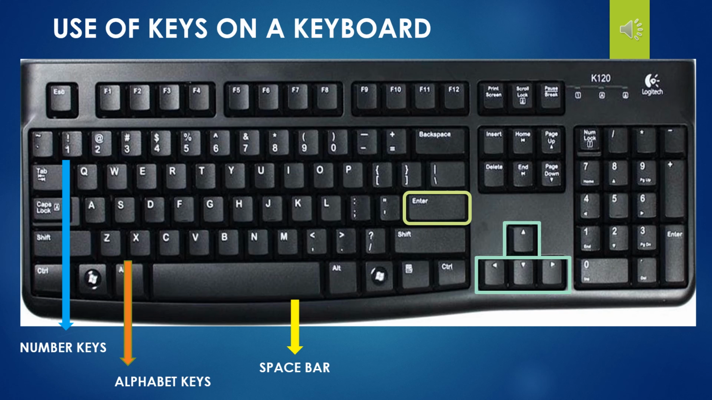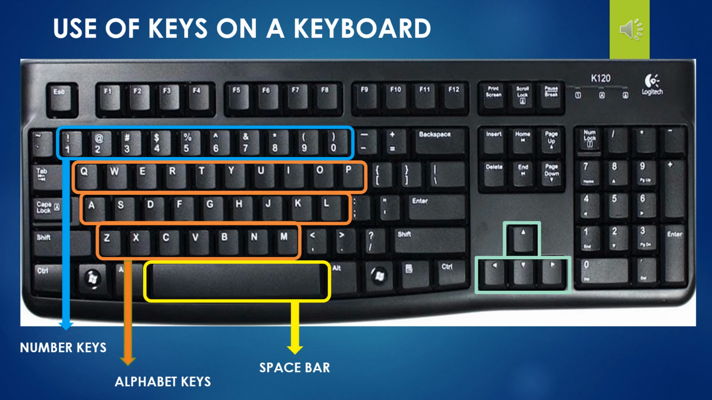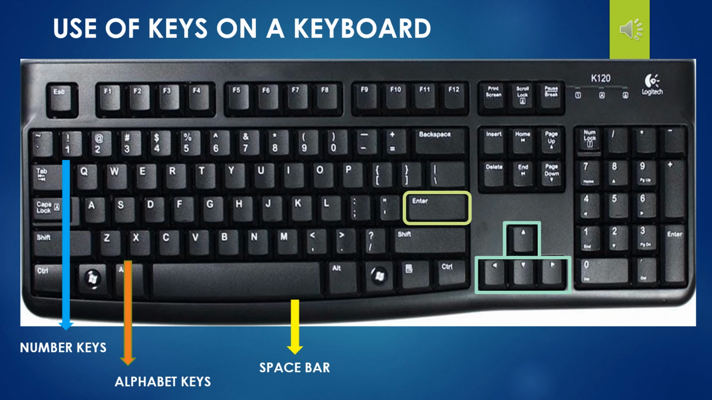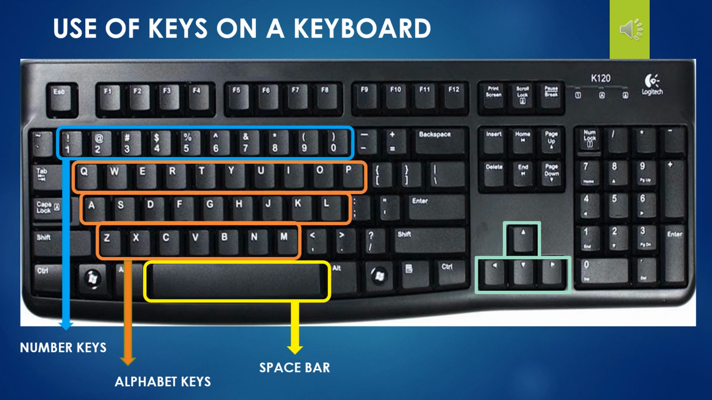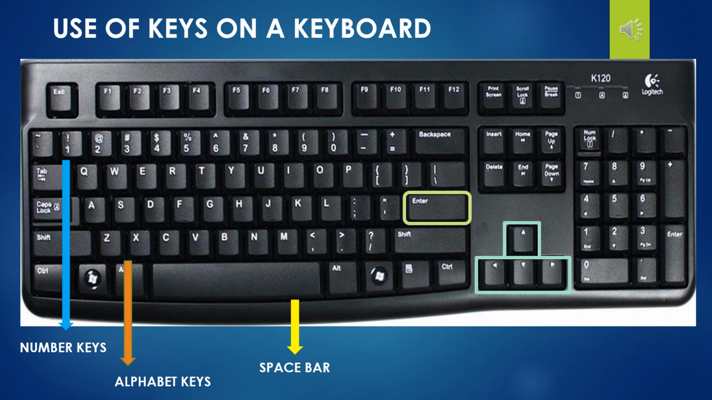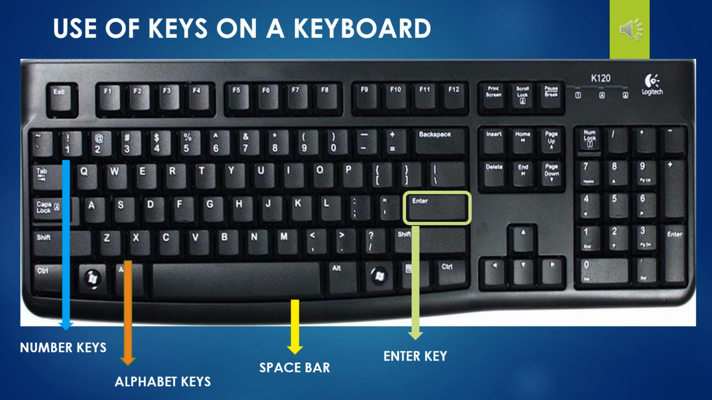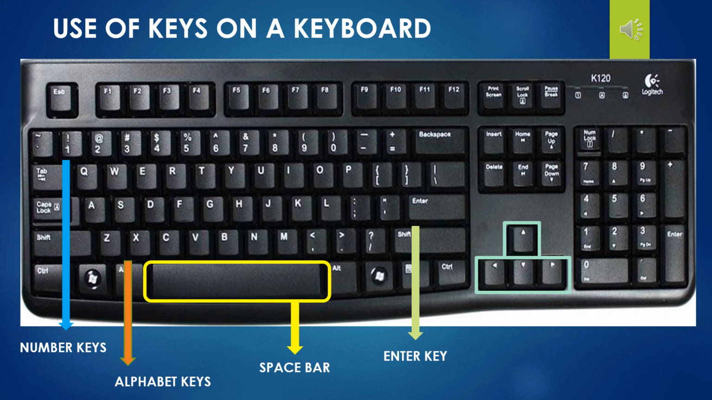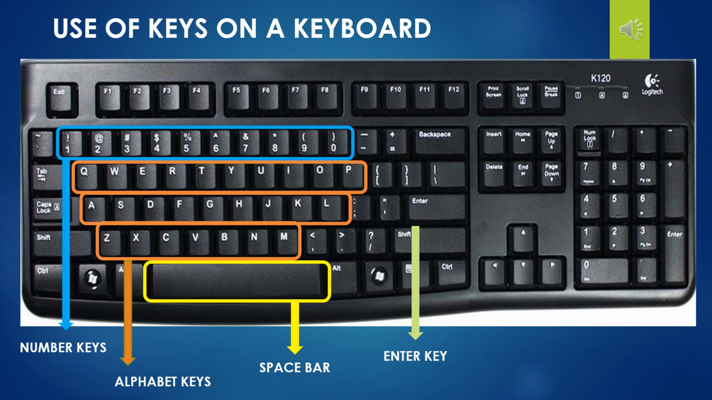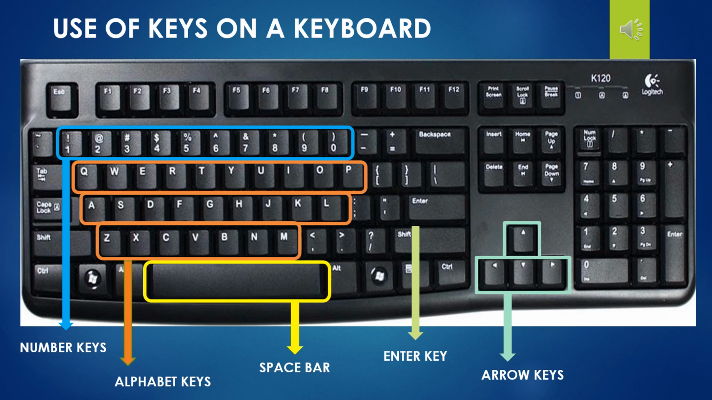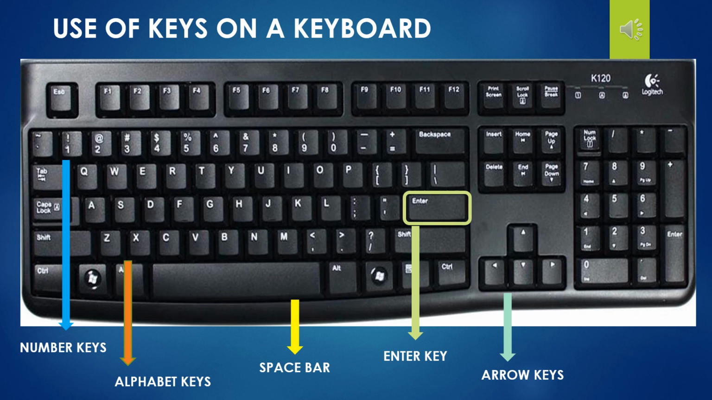And then we have the most important key on the keyboard, which we use to go to the next line, or when we want to accept something which is there on the screen, accept a query on the screen. So then we use the enter key. And then we have the arrow keys, where we move to the right, to the left, to move up and down. Whatever you have typed, you can take your cursor to different locations using the arrow keys.